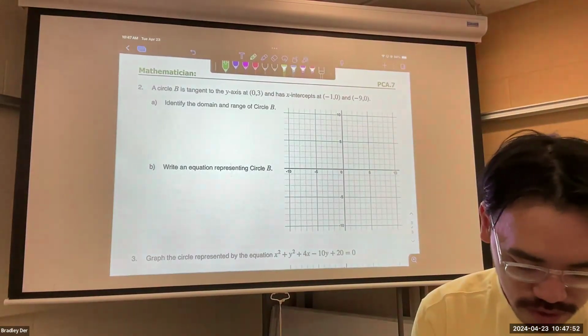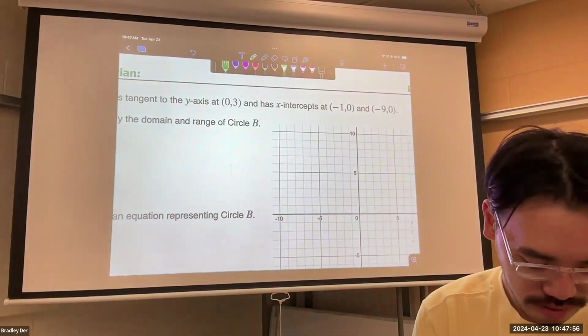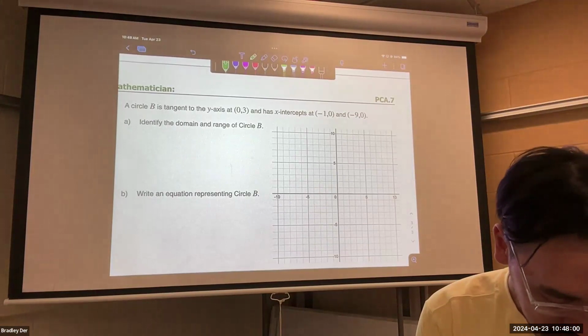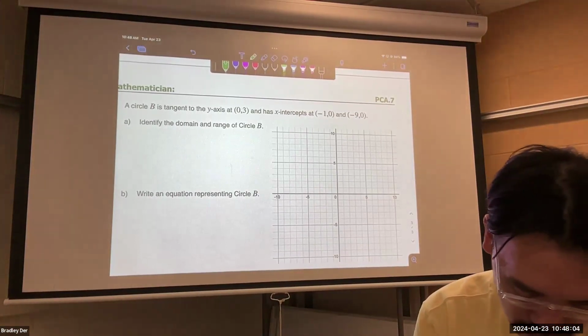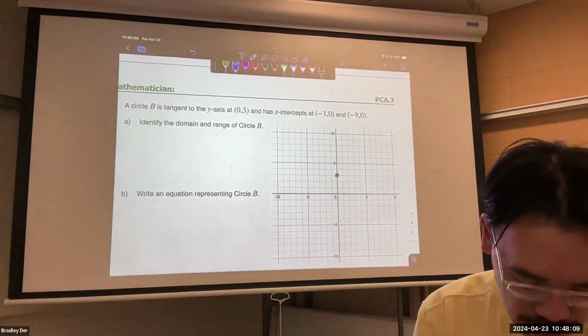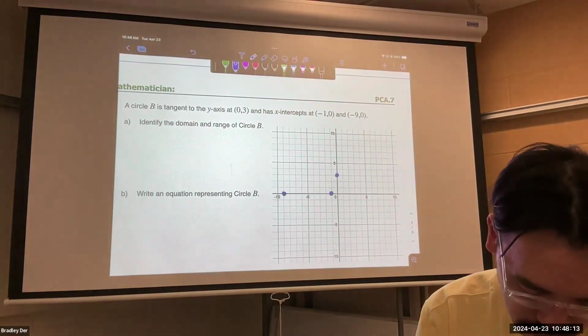All right, I'm going to assume you're done with 2. I'm assuming that you tried to. Did you try to? Did I try to do what? Never mind. Circle B is tangent to the y-axis at 0, 3. That's probably an important point. I'm going to mark the point 0, 3. It has x-intercepts at -1, 0 and -9, 0.